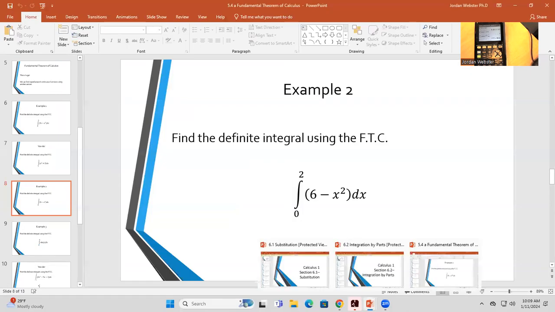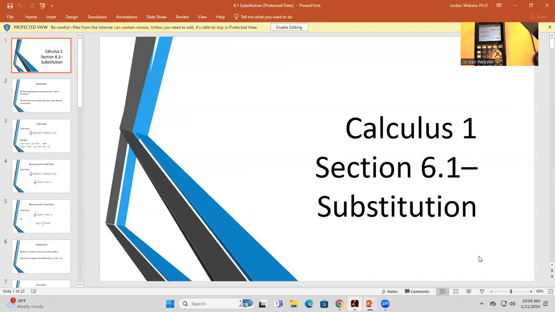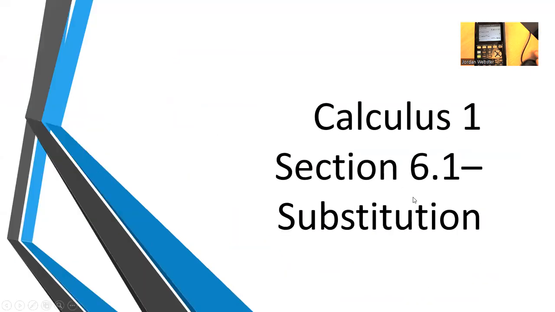All right. Well, that's really all I want to do as far as 5.4 goes. Obviously, there's lots of other examples that you could do. We can type calculator stuff in all day if we wanted to. But instead of doing that, let's start up in chapter 6 with substitution.